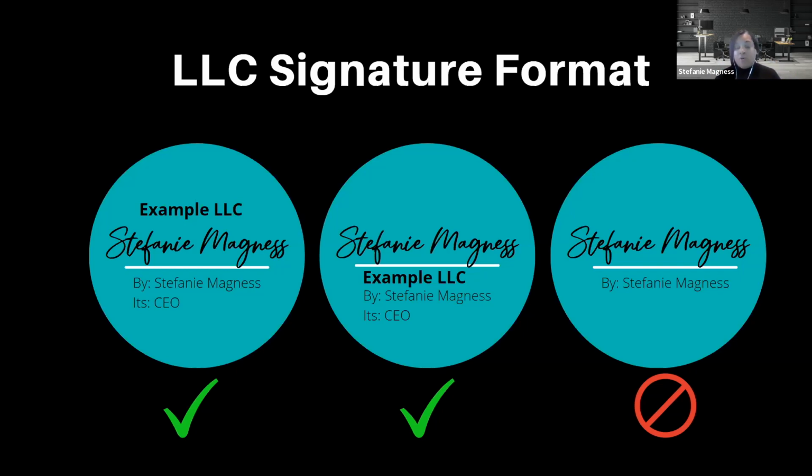I had a client that defaulted. He had a trucking company and he defaulted on some trucking loans, and he signed all his contracts under just his name. He lost in a judgment, and now they're attacking his W-2 income because he did not properly sign his documents on behalf of the company.